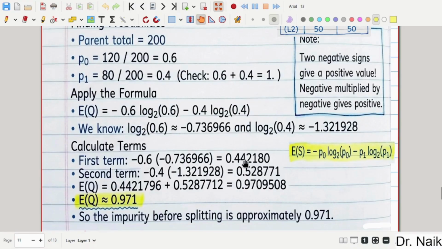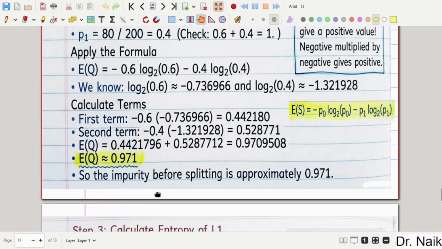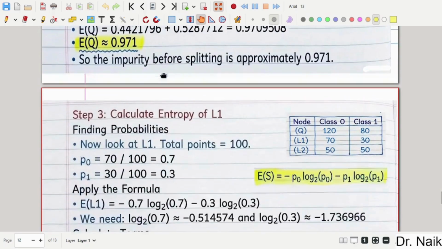So 0.442180 plus 0.587718 is equal to 0.97095008. So entropy of the parent node is 0.971. So impurity before splitting is approximately 0.971.